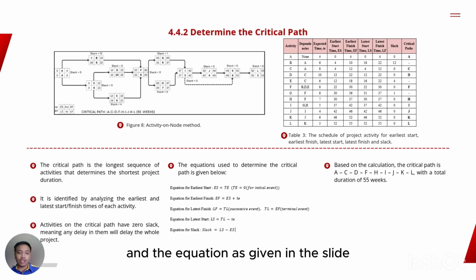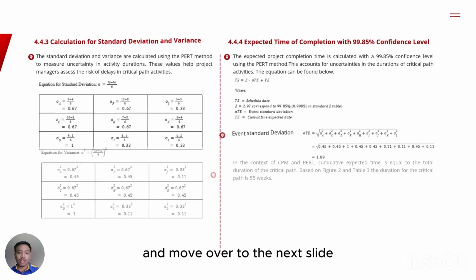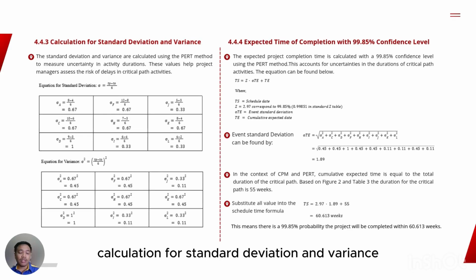And the equation is as given in the slide. Based on the calculation, the critical path is path A, C, D, F, H, I, J, K and L with a total duration of 55 weeks. Move over to the next slide, which is the calculation for standard deviation and variance.